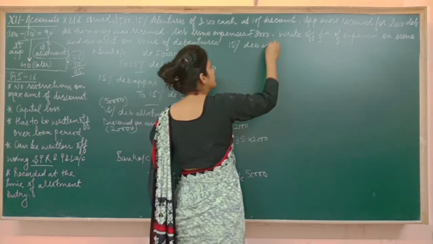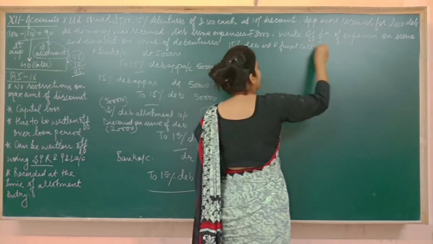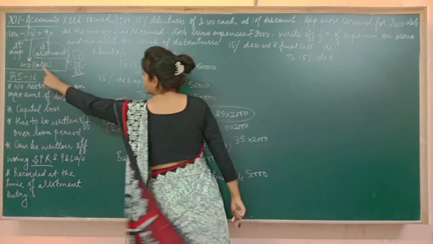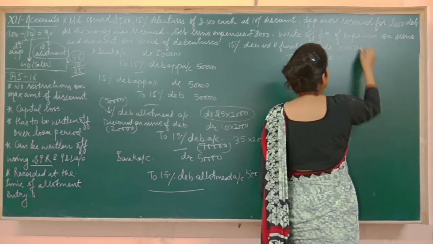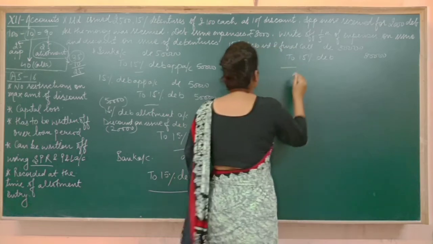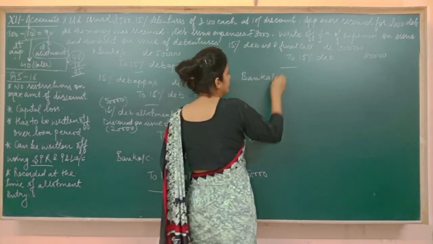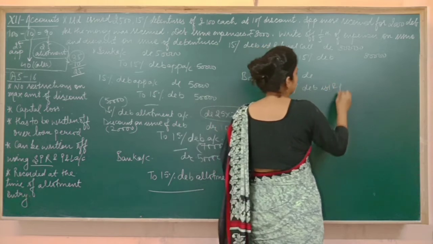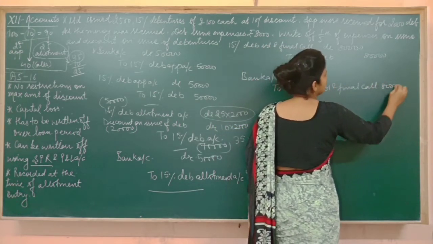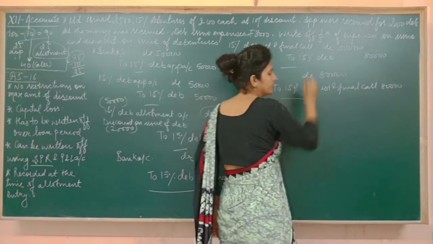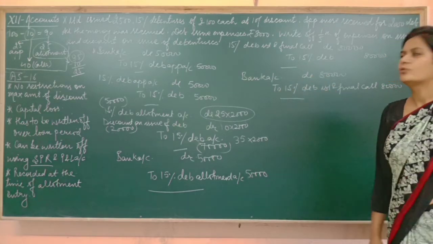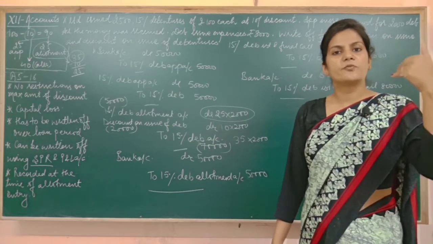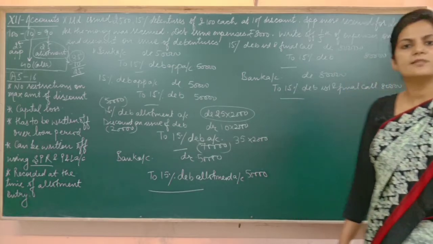15% debenture first and final call debit to 15% debentures. Calls are of rupees 40. So 2,000 into 40 is 80,000. Then pass the next entry. Bank account debited to 15% debenture first and final call 80,000, 80,000. That's all. I hope these entries are clear to you. They are not new. Everything you have already done in shares. जहाँ जहाँ बस word share आता था, replace the word share with the word debenture. That's all. Rest everything is same.